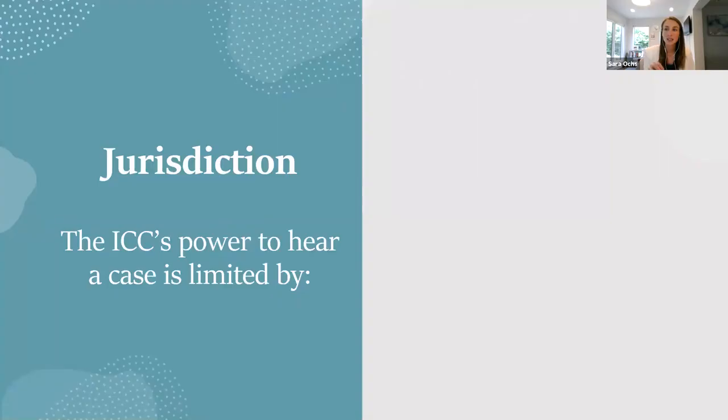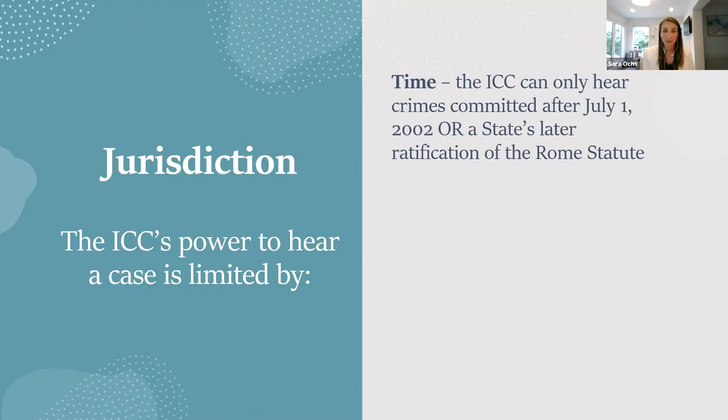So let's dive into that a little bit more. We're breaking this down even further. The ICC's power to hear a case is limited by 3 things within the Rome Statute. The first is time. The ICC can only hear cases that involve crimes committed after the ICC was established. So it will not hear any case involving a crime that was committed before July 1st, 2002. Any case heard before the court needs to involve a crime that occurred after July 2002.